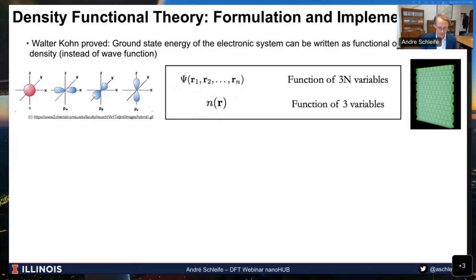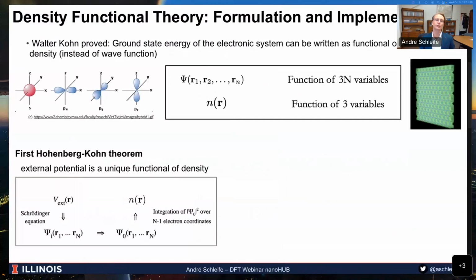Okay, so now let's look a bit more at the mathematical details, not too much, but briefly. There were two Hohenberg-Kohn theorems that laid the foundation of DFT. The first one is called the first Hohenberg-Kohn theorem. What that says is that the external potential is a unique function of the density.